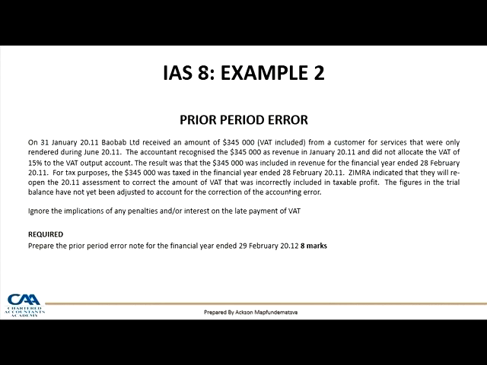For tax purposes, the $345,000 was taxed in the financial year ended 28 February 2011. Zimra indicated that they will reopen the 2011 assessment to correct the amount of VAT that was incorrectly included in taxable profit. The figures in the trial balance have not yet been adjusted to account for the correction of the accounting error. Ignore implications of penalties or interest on the late payment of VAT. Required: prepare the prior period error note for the financial year ended 29 February 2012.